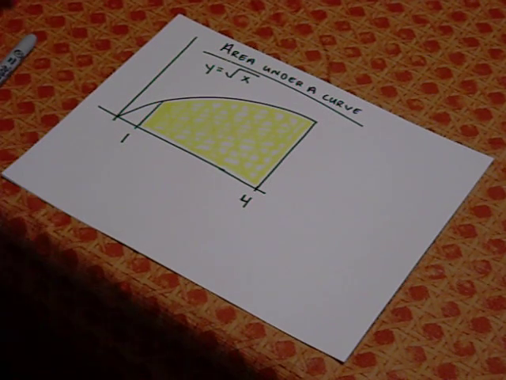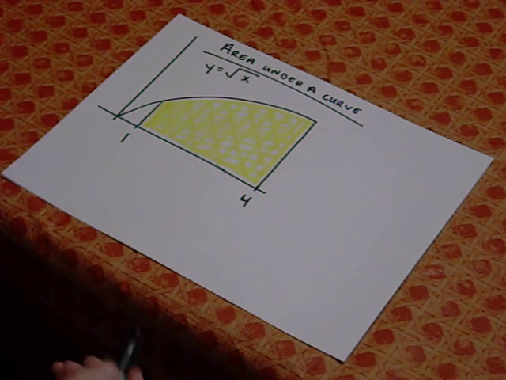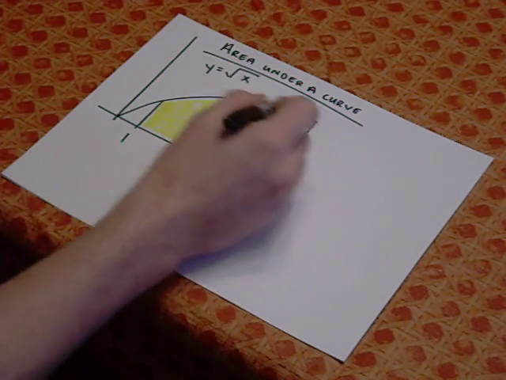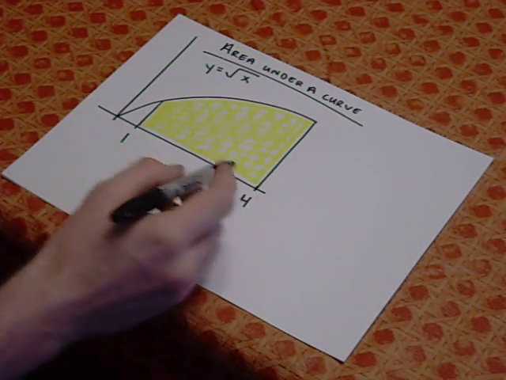Okay, today I'm going to talk to you about area under a curve. Now here we're given the graph of y equals the square root of x. And what we want to do is find the area of this entire yellow region right here.